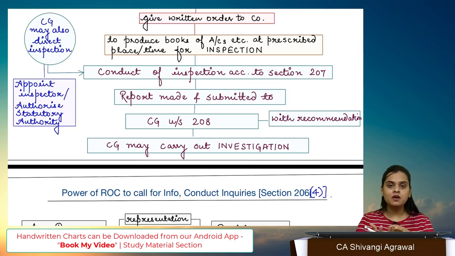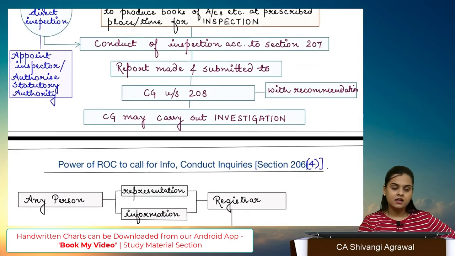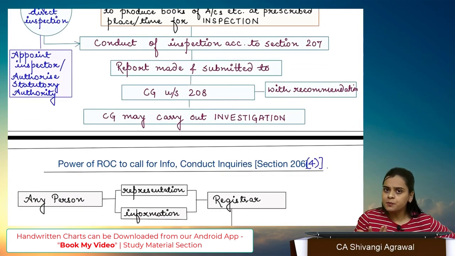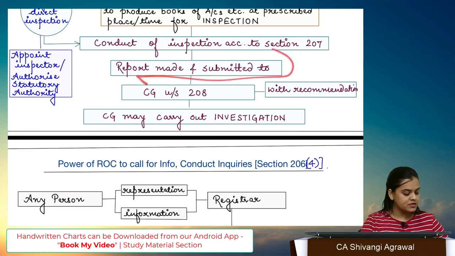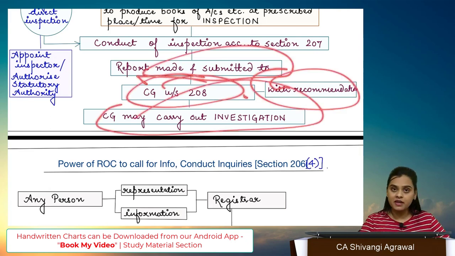Whatever it be, whether the registrar or an inspector carries out the inspection, on whatever grounds, they prepare a report of their inspection, which they submit to the central government. When they submit the report, they also give a recommendation, their analysis and what they suggest: could there be a probability of fraud involved, so should they go for investigation? It's only their recommendation. This does not bind the central government to initiate investigation. So the report is made and submitted to the CG under section 208 with a recommendation, then the CG may carry out investigation.